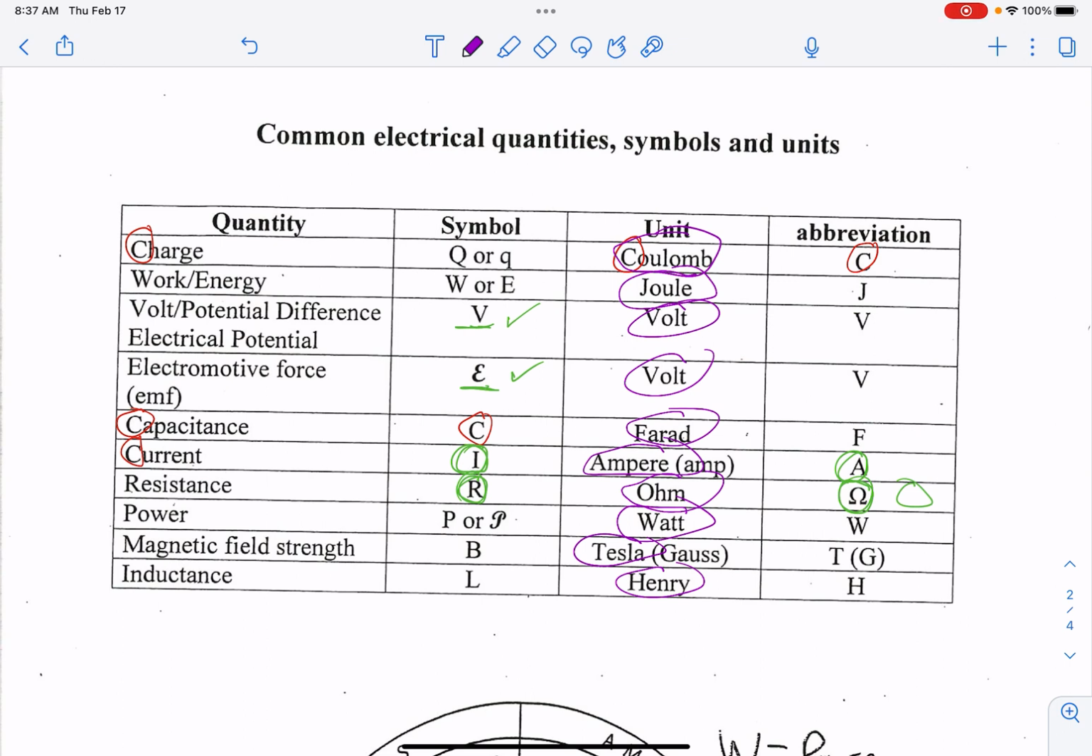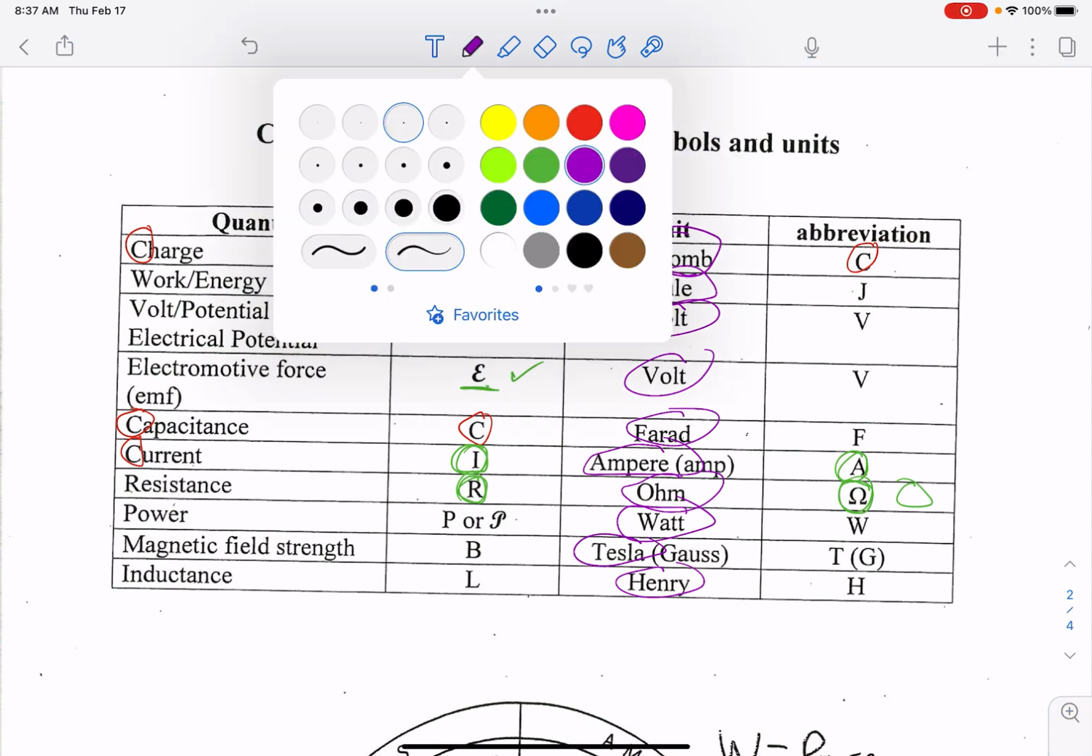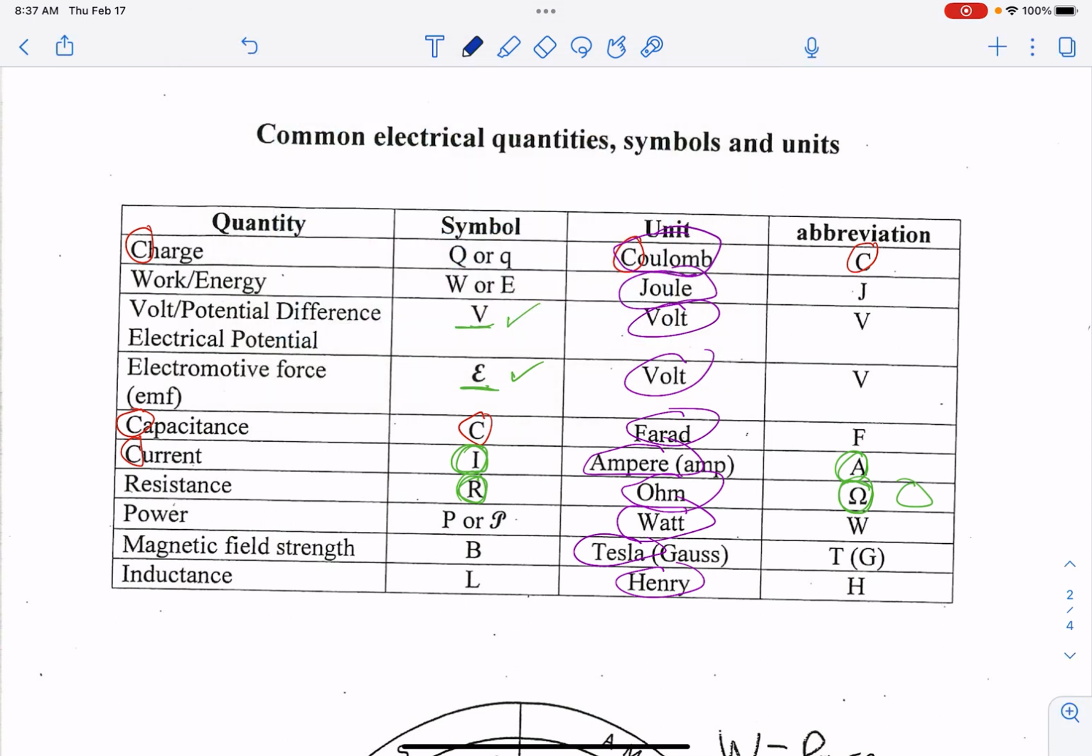That concludes my discussion of this chart, other than to remind you that some of these terms, let's go with blue, down here, the letter B for magnetic field strength, letter L for inductance. These terms we're going to talk about in a later chapter.